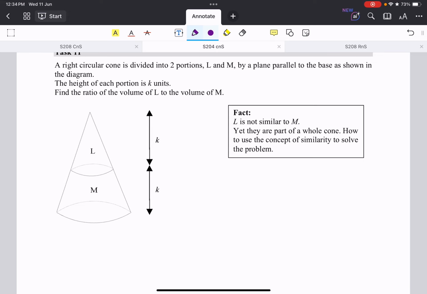So the volume of L over the volume of L and M together is K over 2K, cubed, which gives us 1 over 8. Therefore, the volume of L over the volume of M will be 1 over 7. So it's quite straightforward over here, actually.